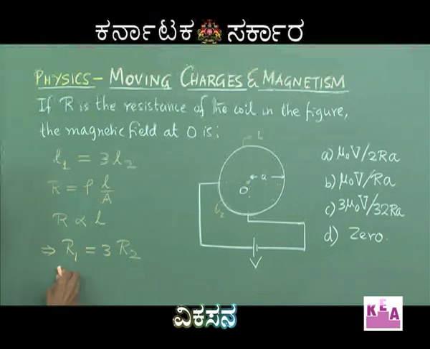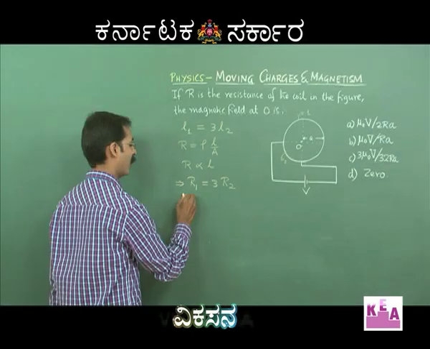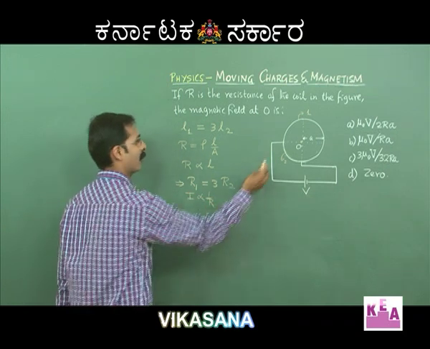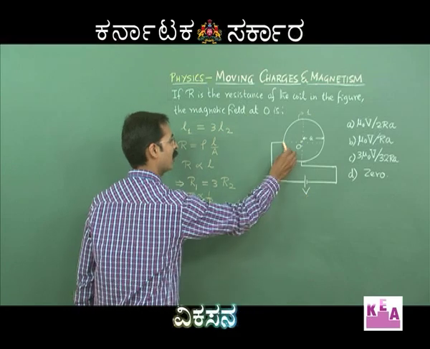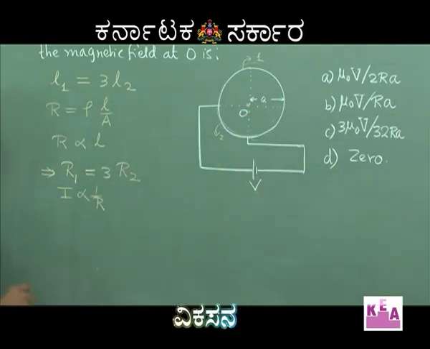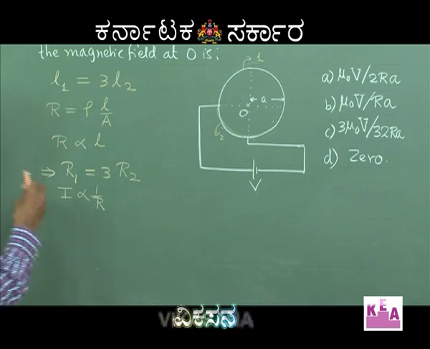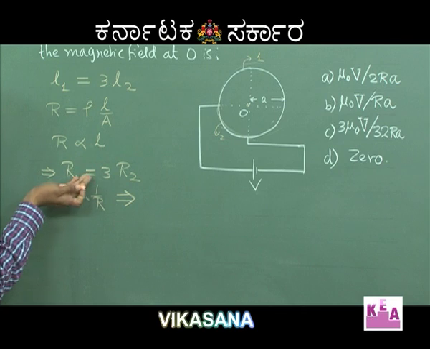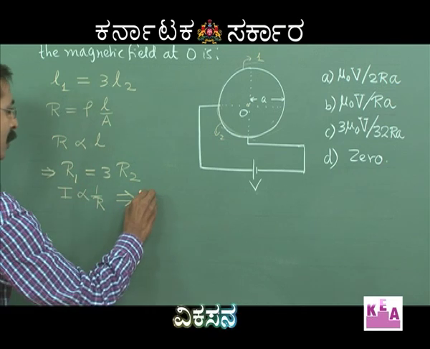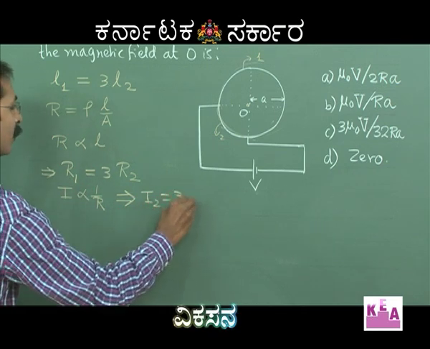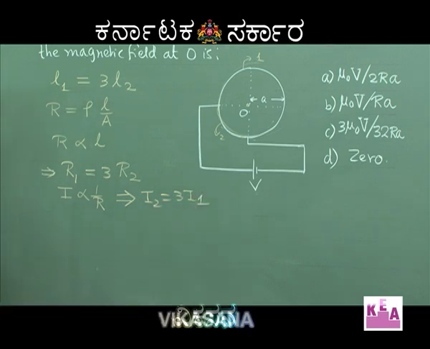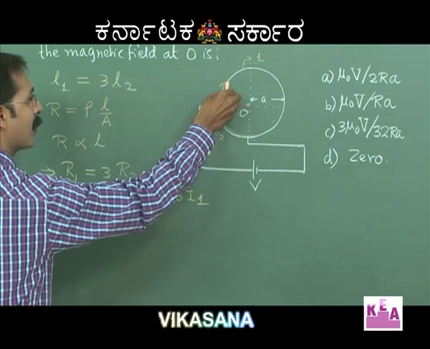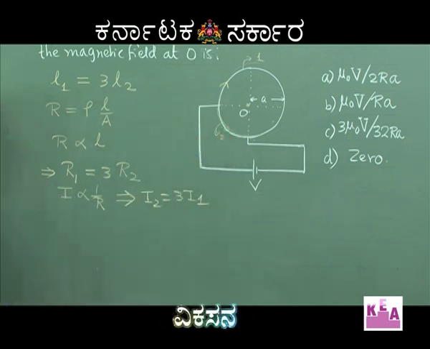But from Ohm's law, for a fixed potential difference, current is inversely proportional to resistance. For this part the potential difference is V, for that part also the potential difference is V, therefore the potential difference is same, therefore current should be inversely proportional to resistance, which implies that this condition gets reversed, that is I2 becomes equal to 3 I1. Therefore, if the current flowing here is I, 3 times current, that is 3I, flows there.